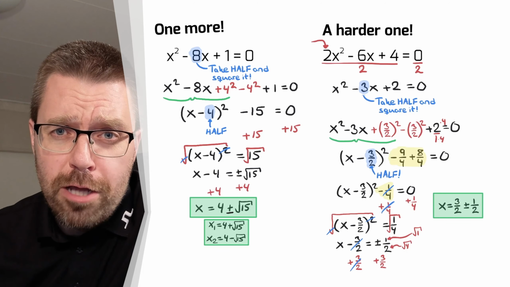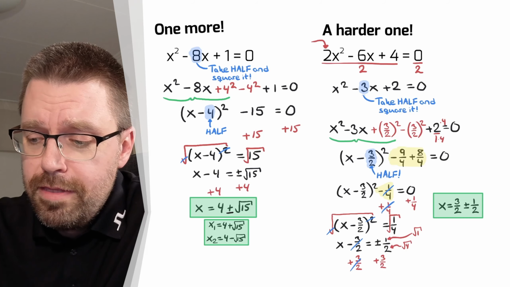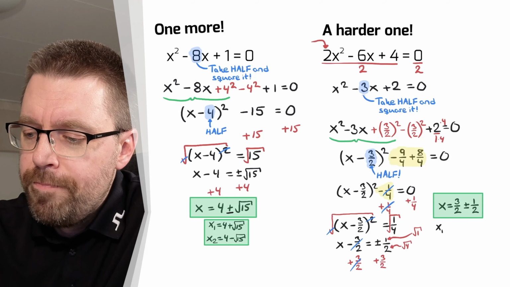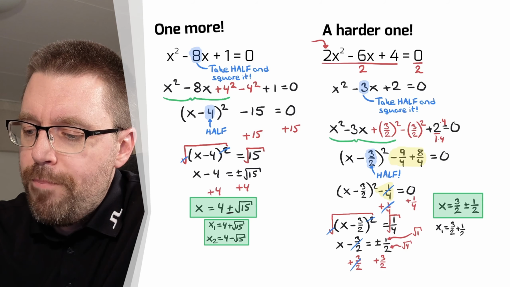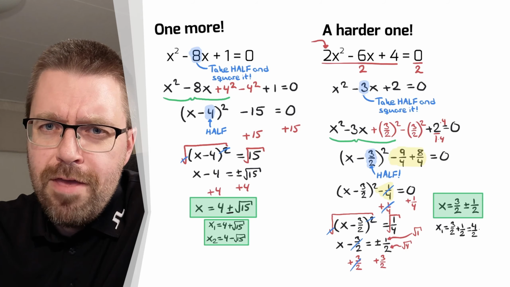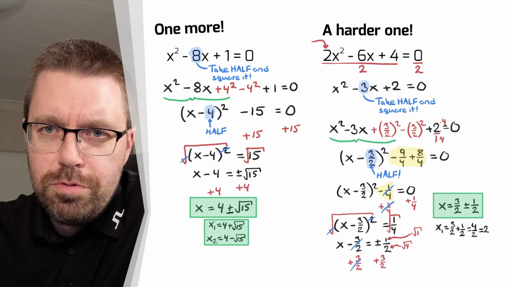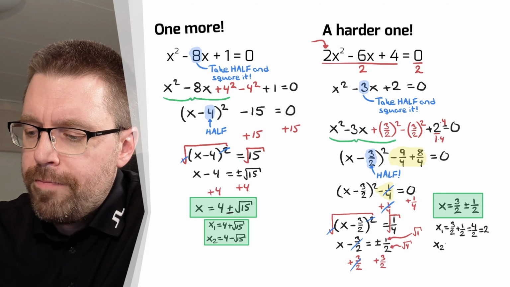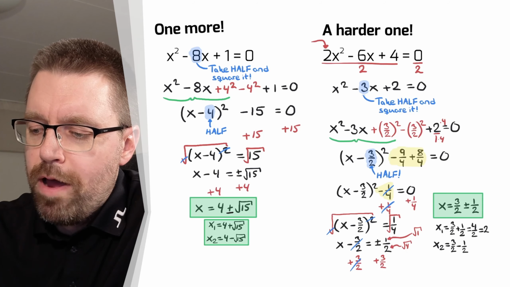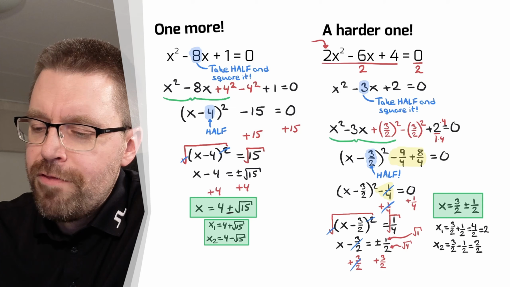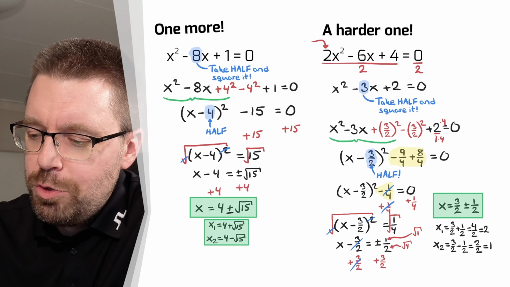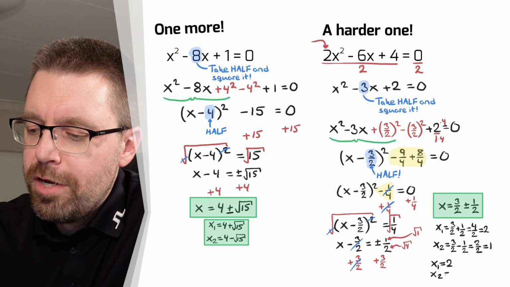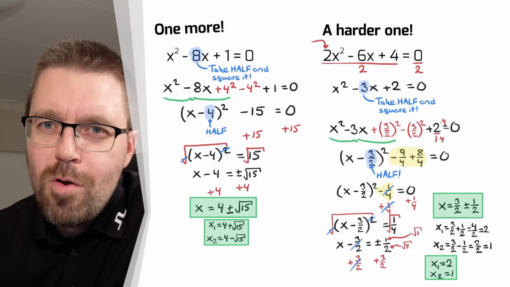And this one, you can write it easier if you separate these two solutions from each other. The first solution, you have 3/2 plus 1/2, it equals 4/2, and this will be equal to 2. And the second solution, if you take 3/2 minus 1/2, it will be 2/2, and then it will be equal to 1. So the two solutions are 2 and 1.